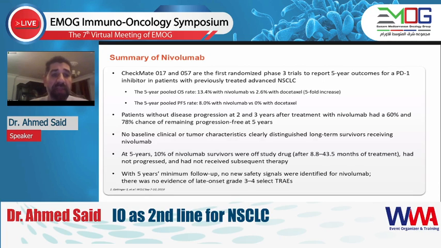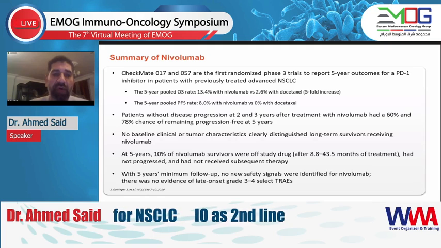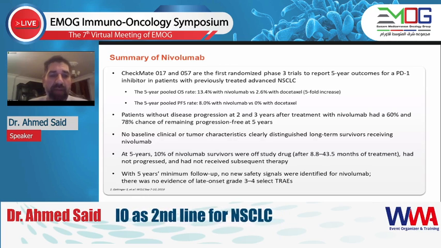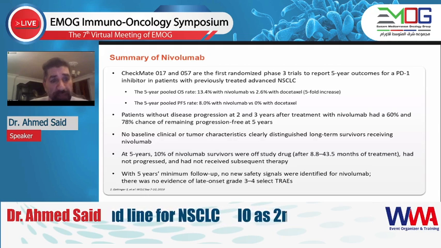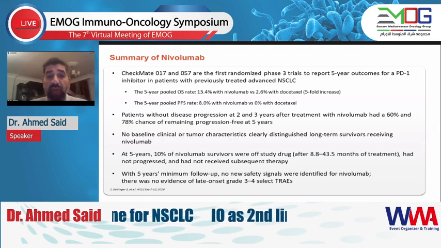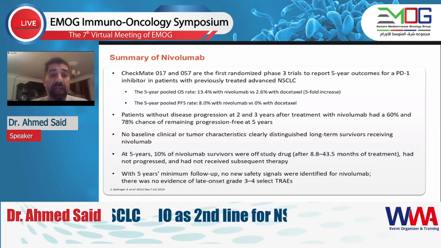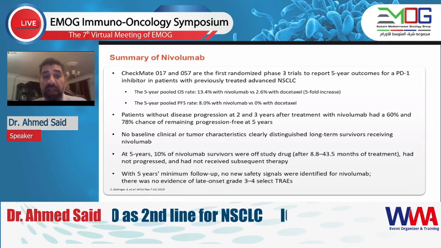This means that a greater number of patients have progression-free or overall survival with nivolumab compared to docetaxel. You have a lesser number of patients that will have progression-free or overall survival with time on docetaxel. Patients without disease progression at 2 and 3 years after treatment with nivolumab had 60% and 78% chances of remaining progression-free at 5 years. There is no baseline clinical or tumor characteristic that clearly distinguishes long-term survivors receiving nivolumab.